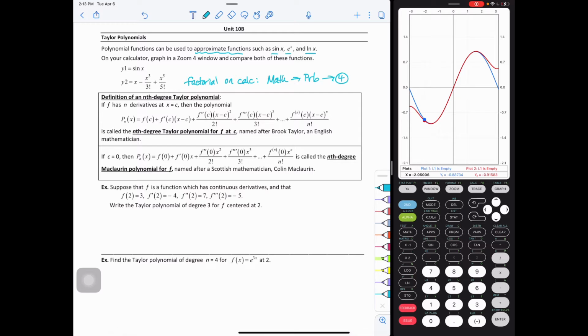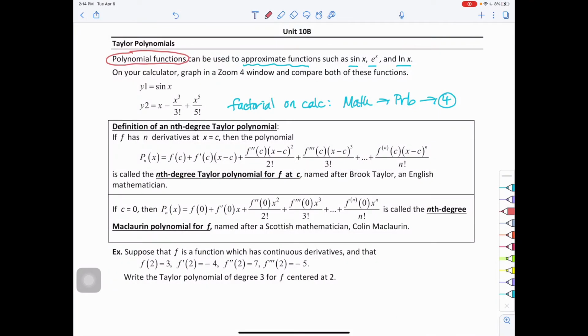So polynomial functions are very easy to work with. They're nice, smooth functions, and they help us approximate these other types of functions, okay? So let's go ahead and begin the definition of an nth degree Taylor polynomial.